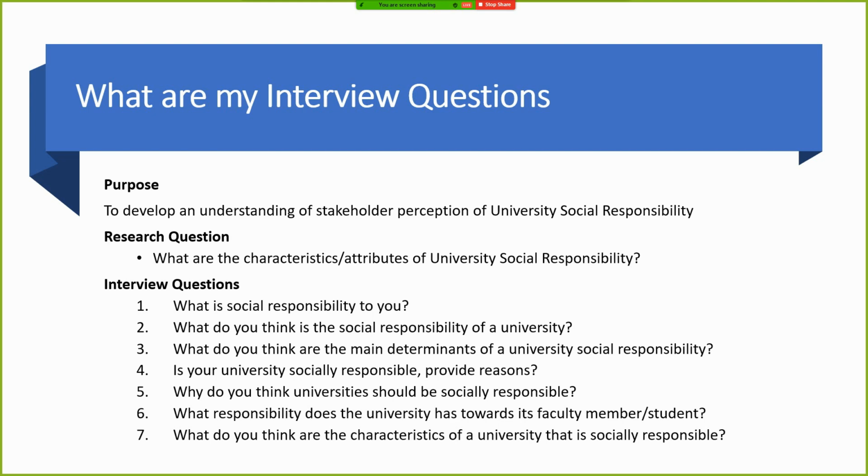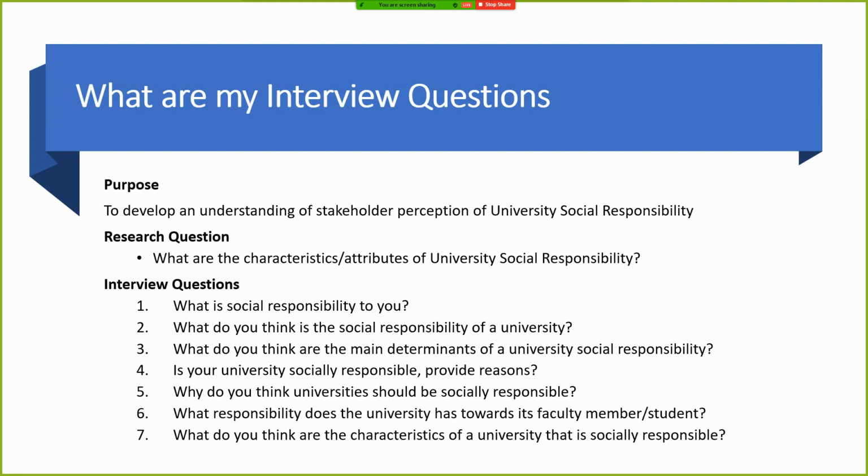In this case, the example is to develop an understanding of stakeholder perception of university social responsibility. So, how do stakeholders understand and perceive university social responsibility? The research question based on this purpose is: what are the characteristics and attributes of university social responsibility? How do stakeholders attribute university social responsibility? What do they think are the key characteristics of university social responsibility?